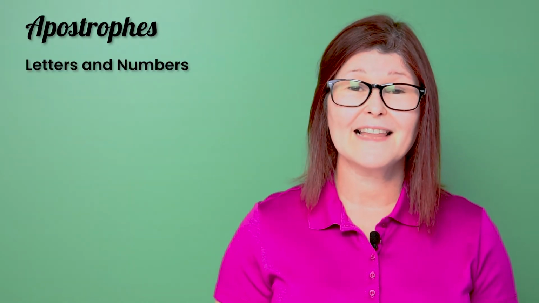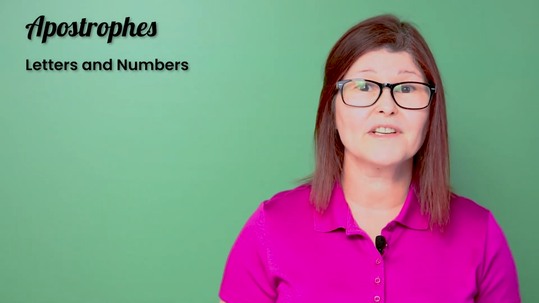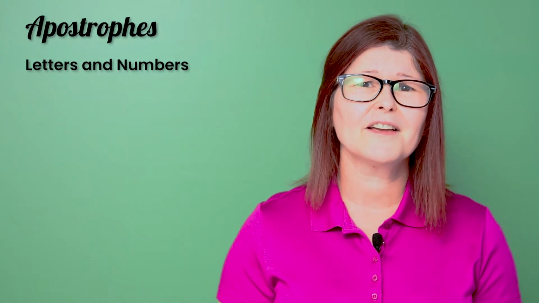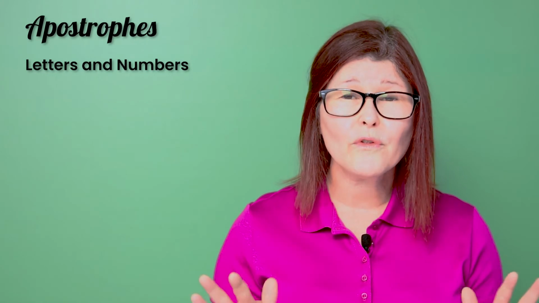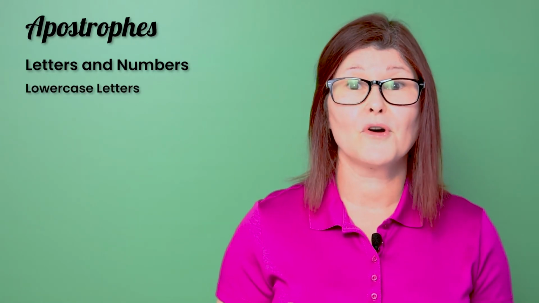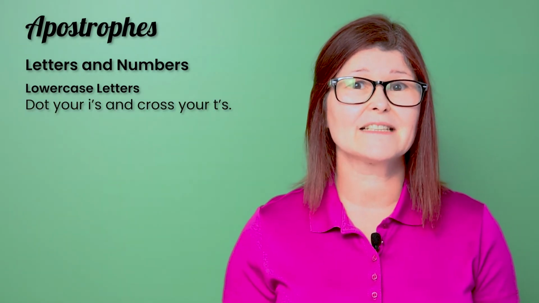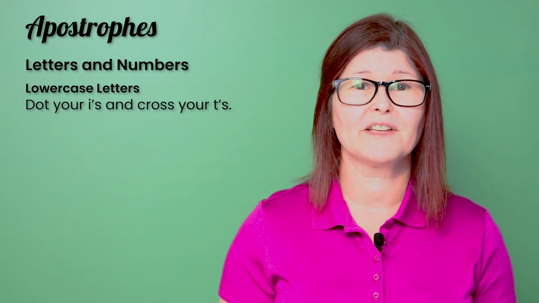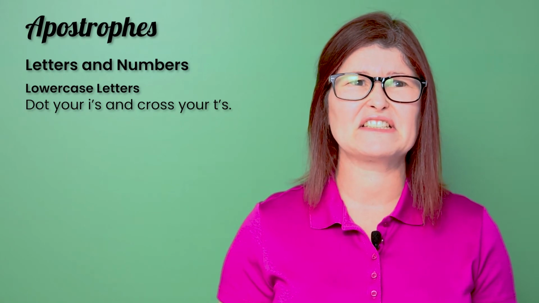Number 4, letters and numbers. We don't use apostrophes for ordinary plurals, where there is no possession, except when it would be confusing if we didn't, like when we're talking about individual letters. All the lowercase letters need an apostrophe in the plural form. So if I wrote "dot your i's and cross your t's," I would put an apostrophe between the two letters. Otherwise, it would look like "is" and "ts."